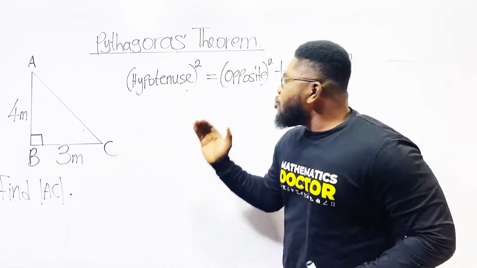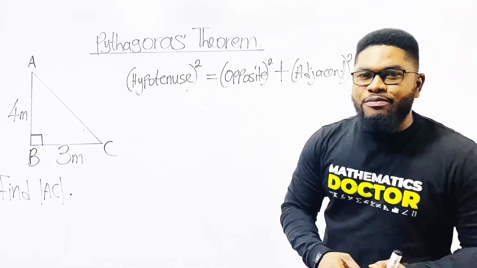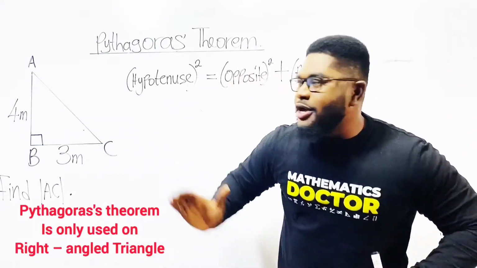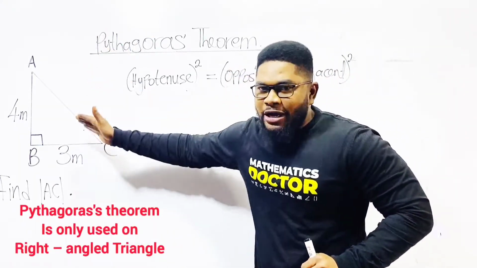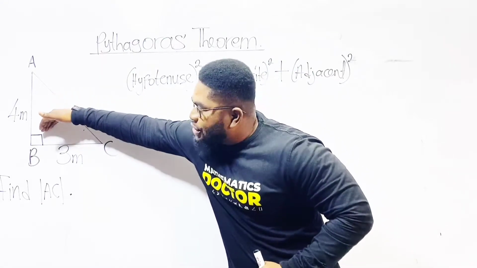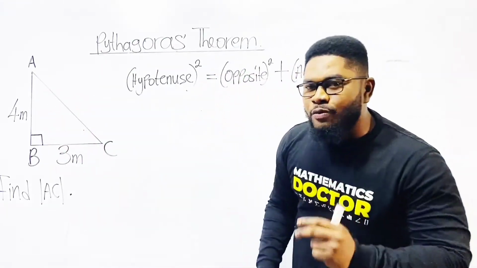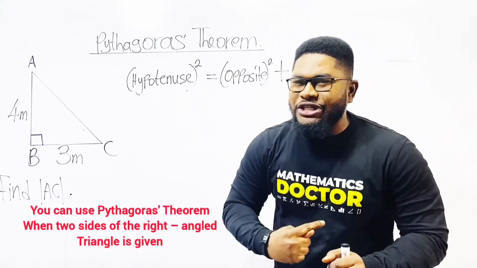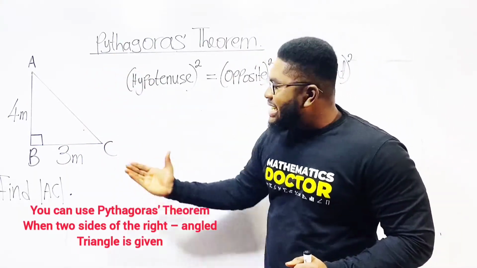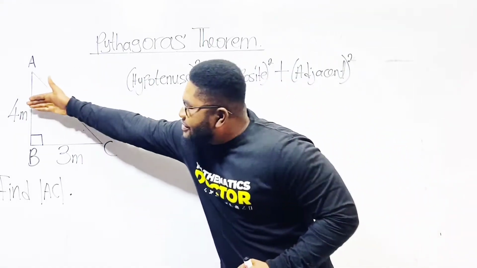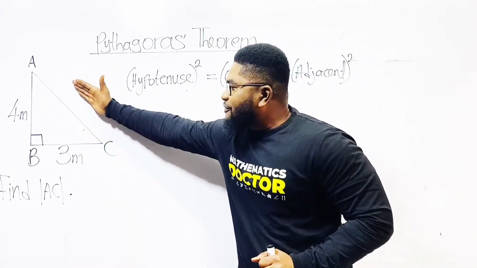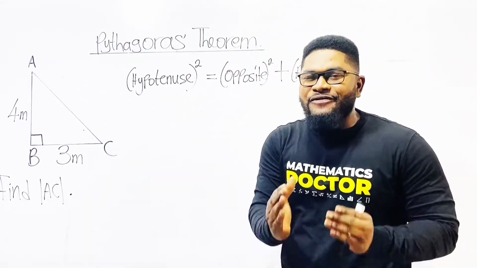Now watch here. We are using the Pythagoras theorem because of two reasons. Number one, because the Pythagoras theorem is only used on a right angle triangle. That is a triangle with a right angle, which is 90 degrees inside it. Two, they will give you two sides of the right angle triangle, and then the question will ask you to find one side. And that is clearly what is happening here. I've been given 4 as my opposite, and the adjacent is 3. And I've been asked to find the hypotenuse. So two sides given, find one side.